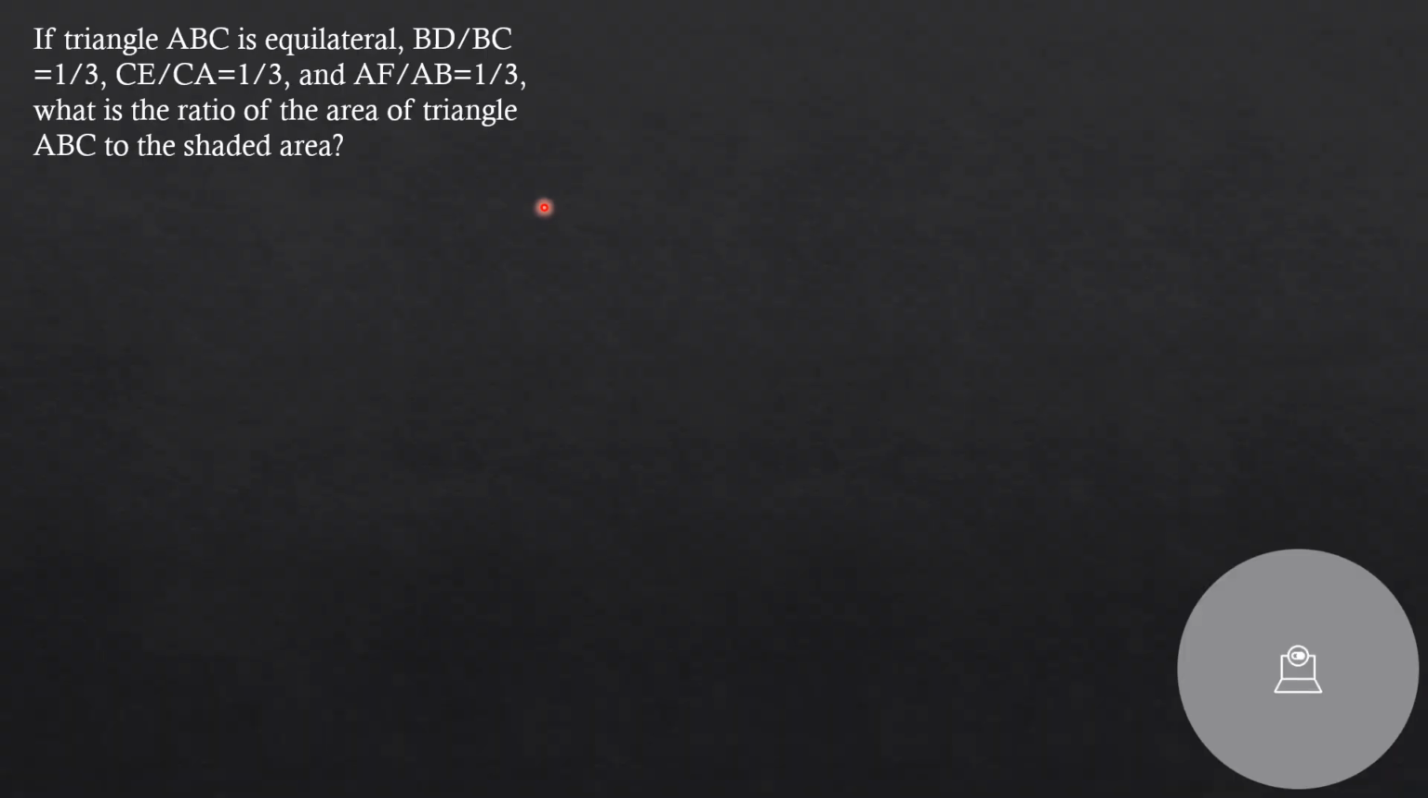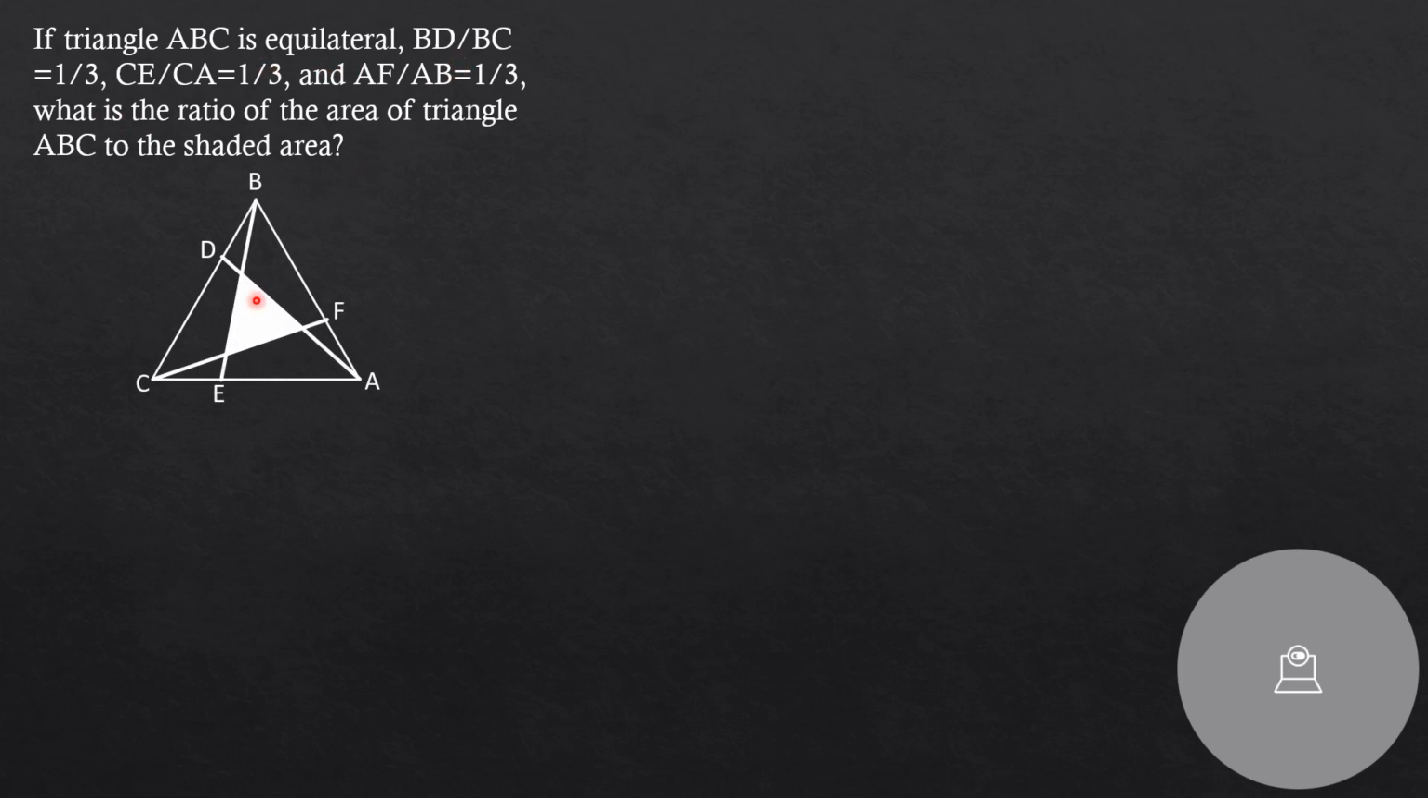So here is the problem. If triangle ABC is equilateral, BD over BC is equal to 1/3, CE to CA is 1/3, AF to AB is 1/3, so same conditions. What is the ratio of the area of triangle ABC to the shaded area? So this shaded area here.